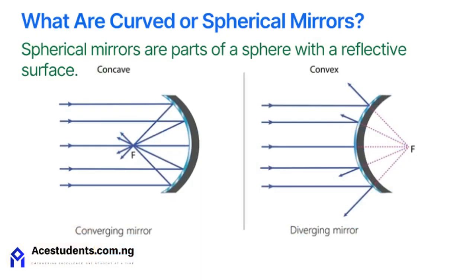Curved or spherical mirrors are special mirrors shaped like a section of a sphere. There are two main types: concave mirrors, which curve inward, and convex mirrors, which bulge outward. Concave mirrors focus light inward and are often used in telescopes and shaving mirrors. Convex mirrors spread light outward and are used in vehicles for wider rear views. These mirrors play important roles in science, safety, and technology around us.